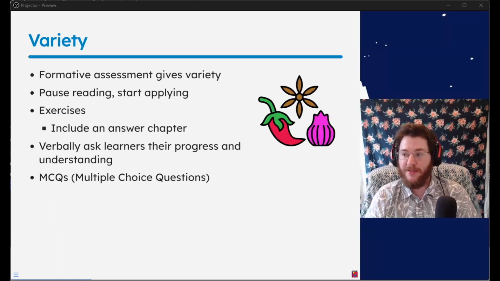So one of the ways it helps decrease cognitive load is through variety. So formative assessment gives variety. It allows them to pause reading and start applying. So forms of formative assessment are exercises.